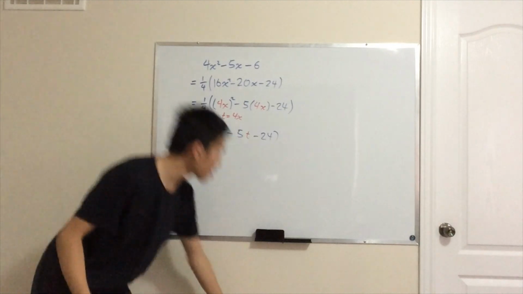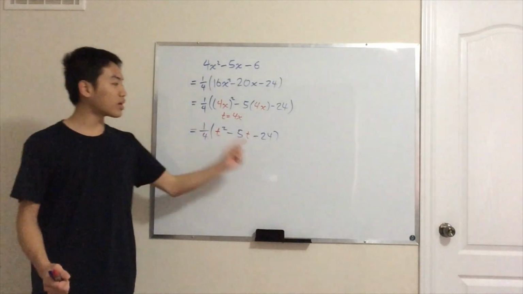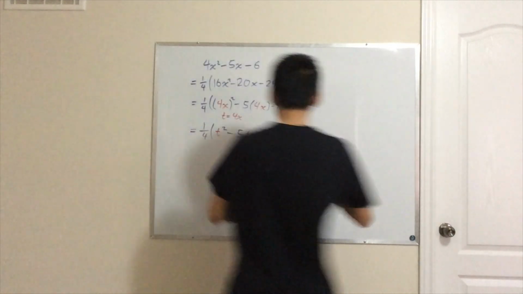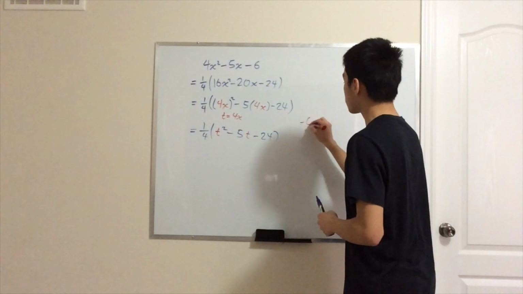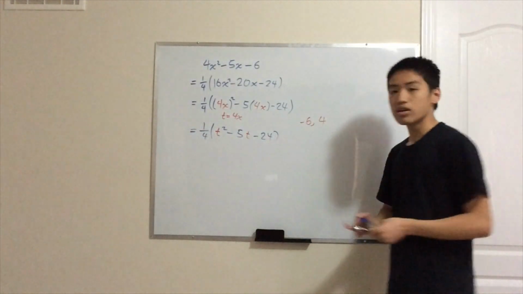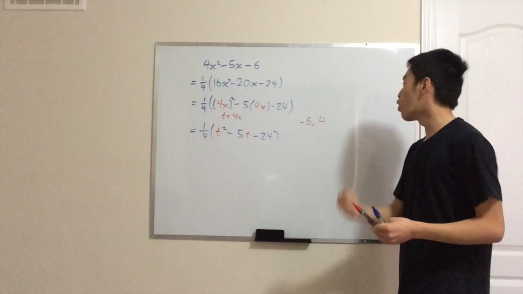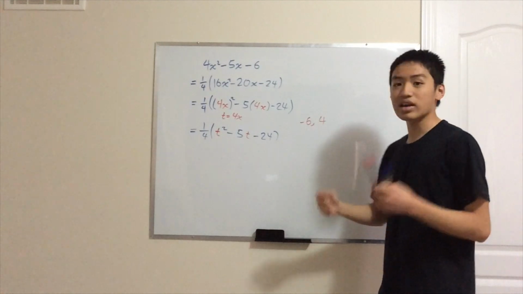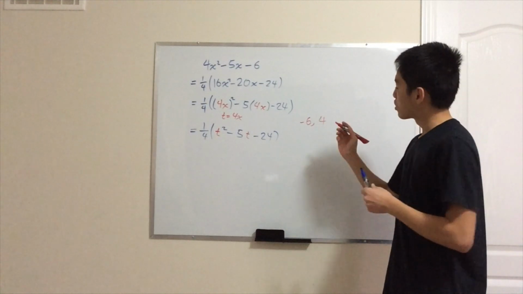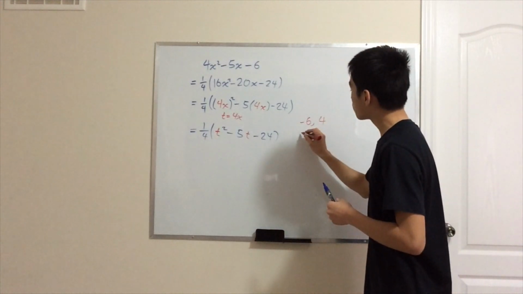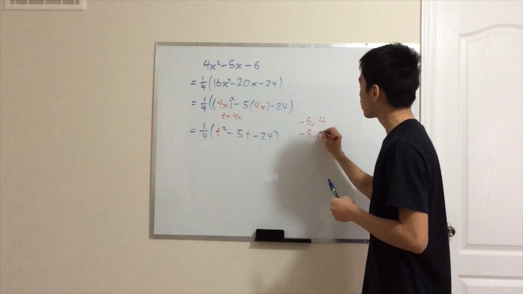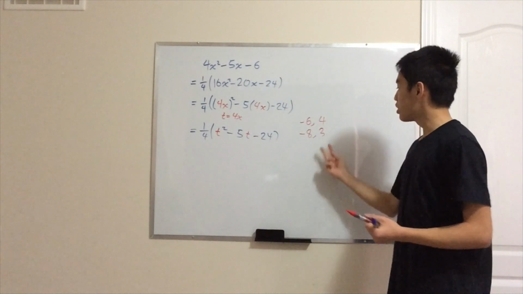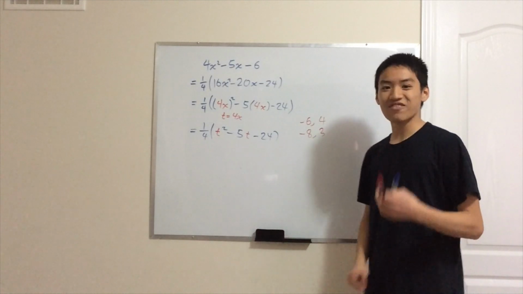So, let's test some numbers. Two numbers that multiply to give me negative 24 and add to give me negative 5. I'm going to try negative 6 and positive 4. Do these work? No. Although they multiply to give us negative 24, you add them and you get negative 2. I'm going to tell you that the correct combination is actually negative 8 and 3. You multiply them, you get negative 24. You add them, and you get negative 5.